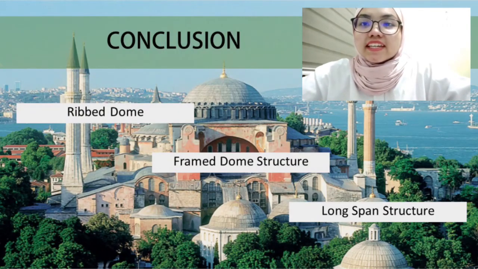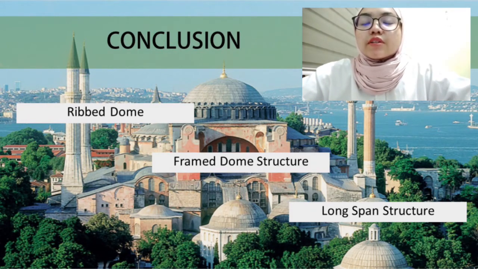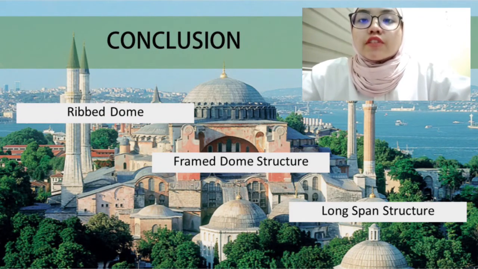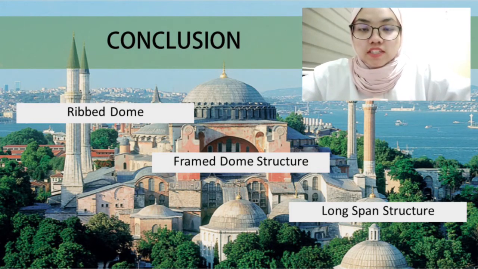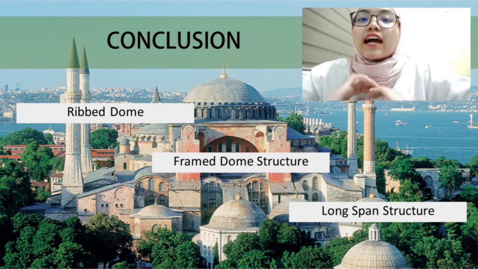As a conclusion, the case study of Hagia Sophia is a rigid dome, as it is a type of dome that came from the innovation of a rigid frame. Thus, it is called a frame dome structure, a three-dimensional form of rigid arc frame. Dome structure is categorized as a long span structure as it provides large internal spaces without obstruction in Hagia Sophia.